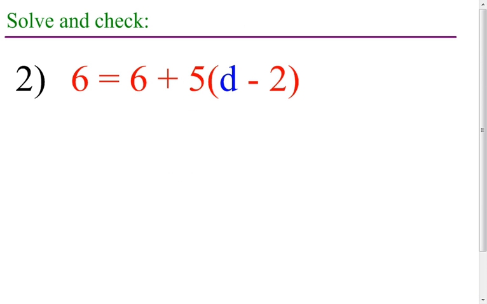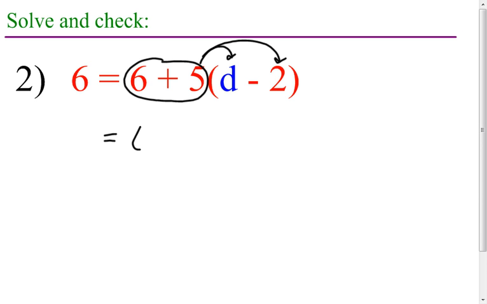All right, here we need to do some combining using the distributive property. A common mistake that people will do is they will add 6 plus 5 here to make 11 and then distribute the 11 times the d minus 2. Remember, your order of operations says you need to multiply, which is what you're really doing when you do this, first before you can add and subtract.